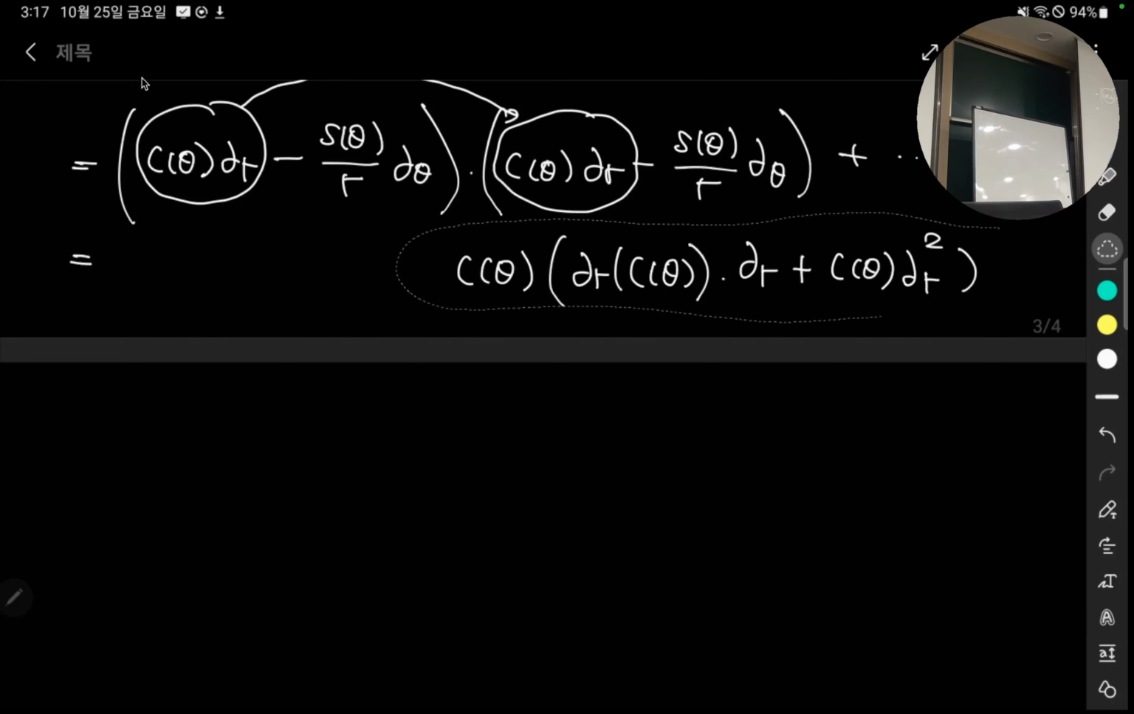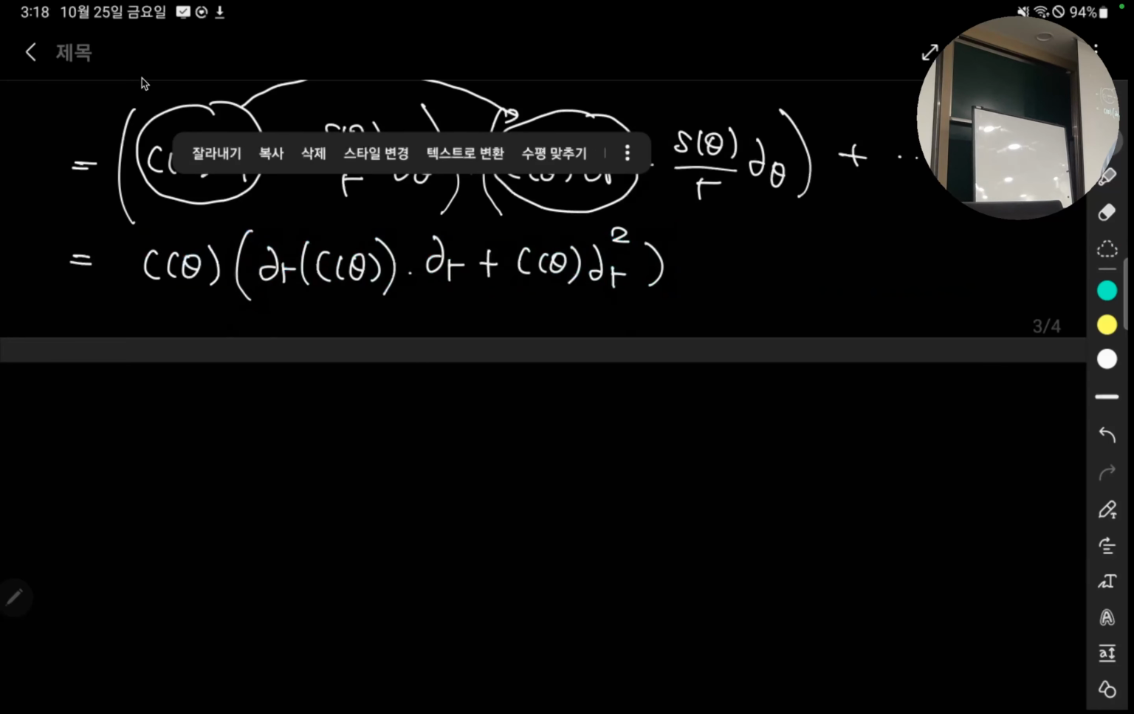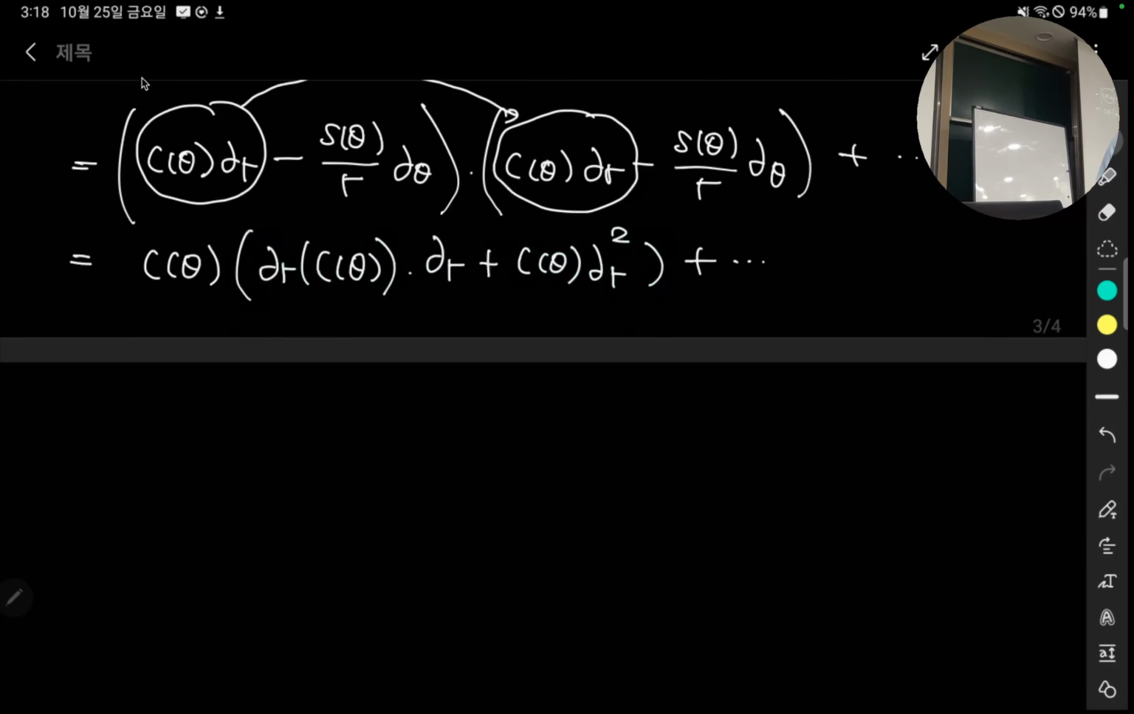Let me keep this part. There are three more summands here, but let me skip them. So what's this? Here we get the partial derivative of cosine theta, which is purely a function of theta only, and taking the partial derivative with respect to r means it's 0, right? So we get 0 here. We have cosine squared theta and ∂r squared.